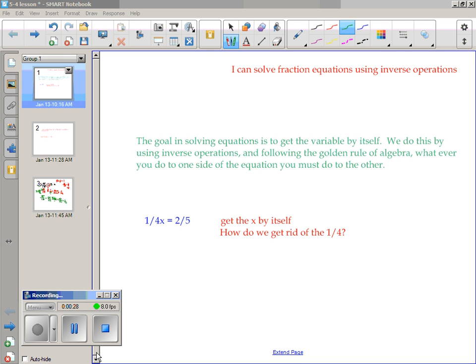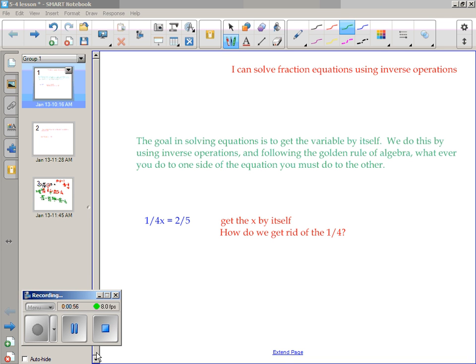But the goal when we solve equations is to get the variable by itself. Yeah, we all know that. And we get the variable by itself by using inverse operations. And then we follow the golden rule of algebra, which is whatever you do to one side of the equation, we have to do to the other, because it's so important.